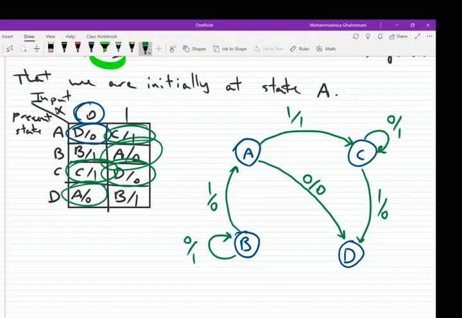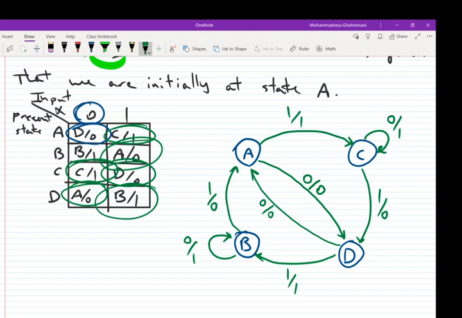If the system is in state D and input is 0, we will have a change to state A and the output will be 0. And finally, if the system is in state D and the input is 1, there is a state change to B and the output is 1. So it's the way we draw the state diagram using a state table.